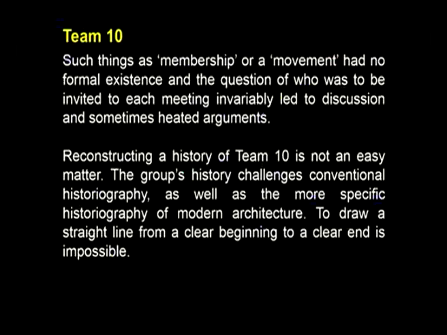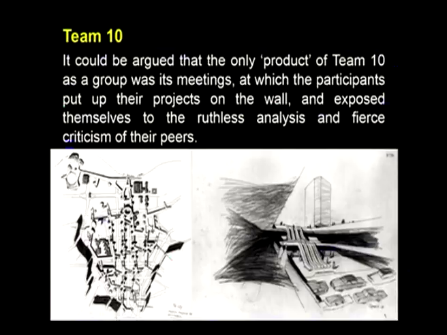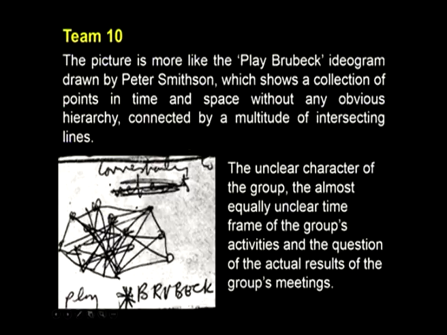Let's take a look at this picture here. This picture is the Play Brubeck ideogram, drawn by Peter Smithson, which shows a collection of points in time and space without any obvious hierarchy. They appear to be connected with a multitude of intersecting lines. This clearly represents the group itself, the unclear character of the group, the almost equally unclear character and time frame of the group's activities, the question of the actual results of the group's meetings. They are all represented with this little sketch over here.